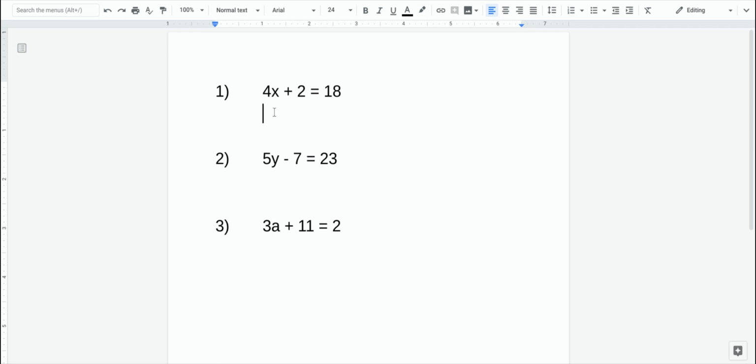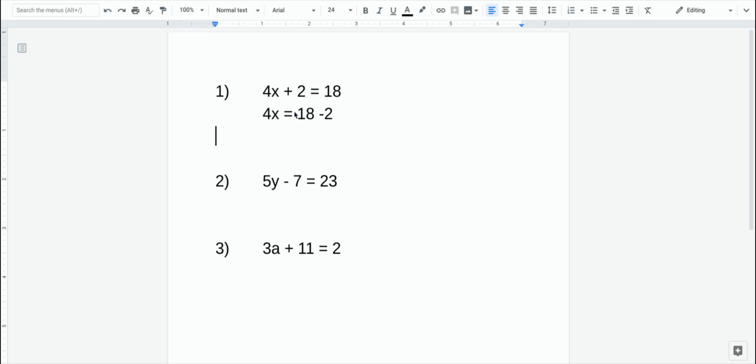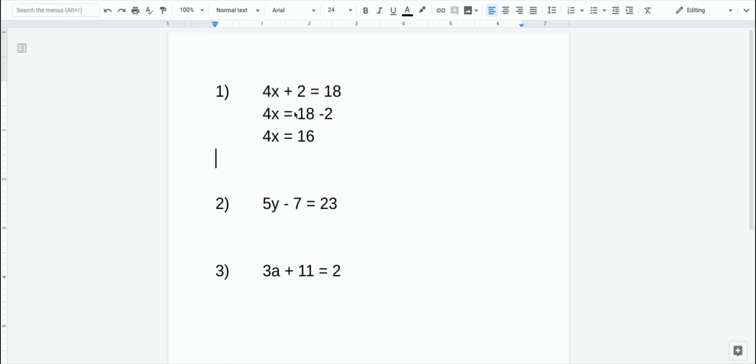So 4x plus 2 equals 18. You're left with 4x. You want to get rid of plus 2, so that will be equals 18 minus 2. Then you're going to be left with 4x is equal to 16. So that means 4 times something is 16, so x must be equal to 4.